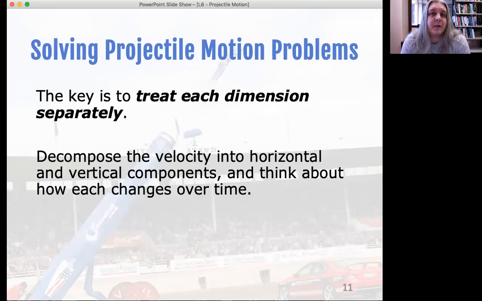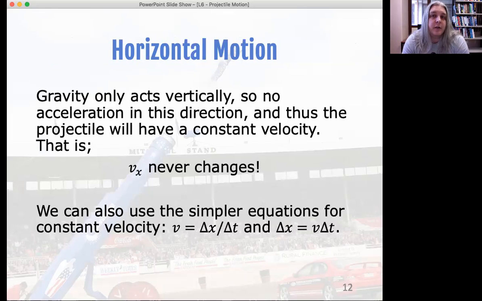So as I said, all we need to do is break it down into the two separate dimensions, treat each one separately, and apply all its own equations. For the vertical direction, we have to use our kinematic equations with constant acceleration. And for the horizontal dimension, we use our constant velocity equations, which obviously are a lot simpler. So this is just a repeat of what we've already said. The velocity in the horizontal direction is never changing. I just want to really, hopefully, drill that home. So that means we can use our simpler equations. Velocity is change in displacement over change in time, and change in displacement is velocity times change in time.